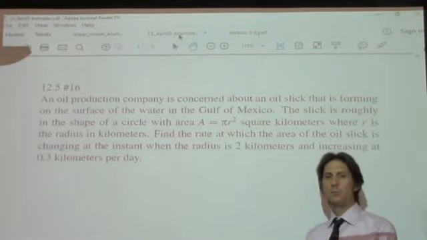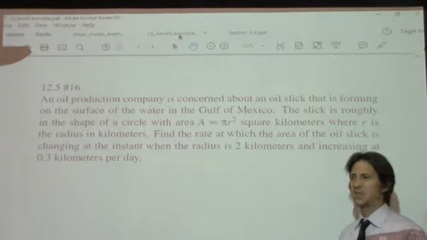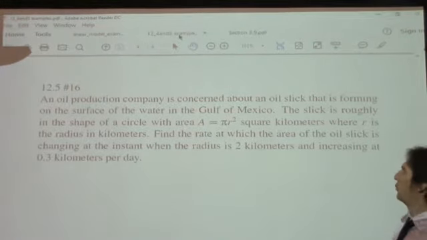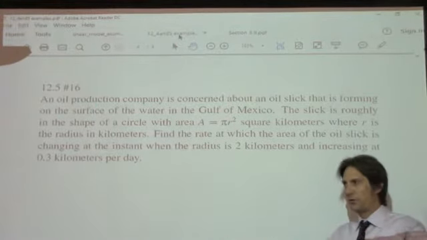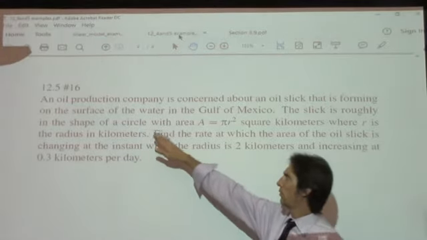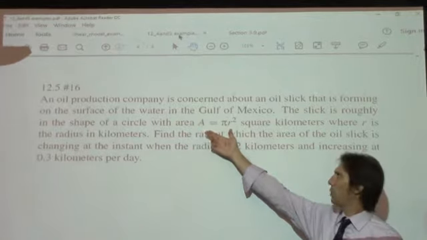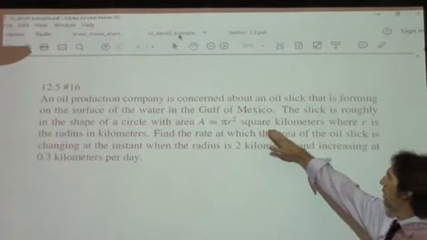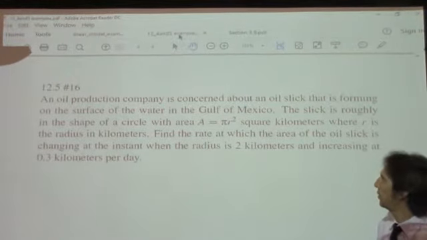The next problem is a problem that maybe oil production companies might have to consider. In this particular problem, we have an oil spill, or an oil slick apparently, in the Gulf of Mexico. We're going to assume that this slick is a disk, so it's in the shape of a circle, and you might remember that the area of a circle is pi times the radius squared. The units of our area in this case are square kilometers. The radius is given to us in kilometers.